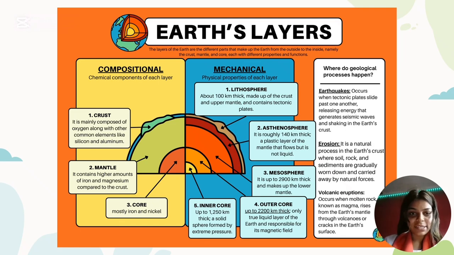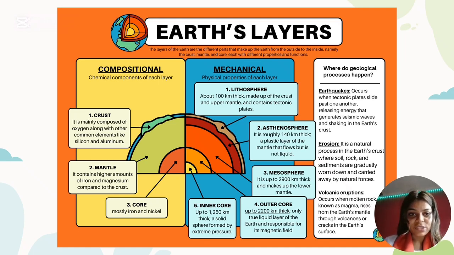Now we move on to the mantle. This lies directly beneath the crust and it contains higher amounts of iron and magnesium compared to the crust. Although the mantle is solid, part of it can flow slowly due to high temperature and pressure. Movement within the mantle is responsible for tectonic activities such as earthquakes and volcanic eruptions. We'll get to this very shortly.